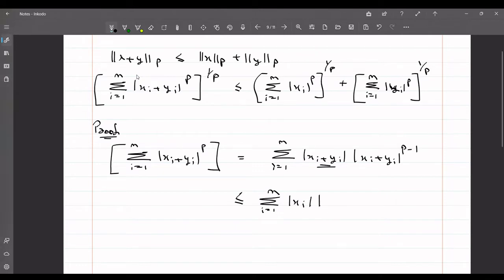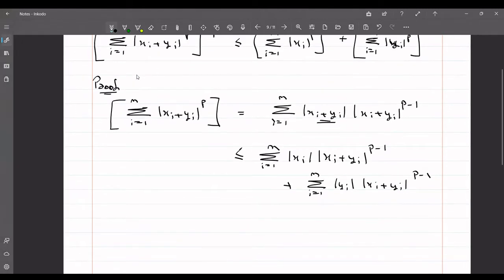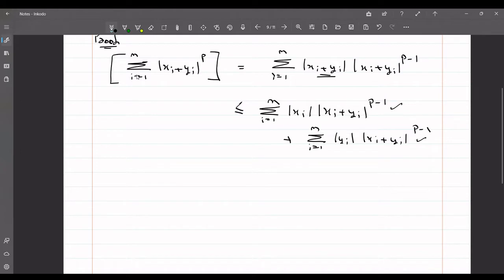So this is mod of xi times mod of xi plus yi to the power p minus 1, plus summation i equals 1 to n, mod of yi times mod of xi plus yi to the power p minus 1. Now see, we have two separate products of non-negative terms, right? This is one, and this is one. So we can use the Holder's inequality in this case. Holder's inequality was, first, norm of xy is less than or equal to the pth norm of x times the pth norm of y. So we can use that at this moment, right?